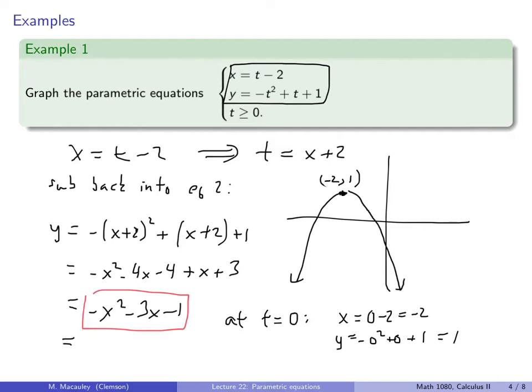We don't have to, but at time equals 1, x equals 1 minus 2, negative 1, and y equals negative 1 squared plus 1 plus 1, that's equal to 1, yeah, 1. So at time equals 1, our ant is here. So this is t equals 0, and this happens at t equals 1.